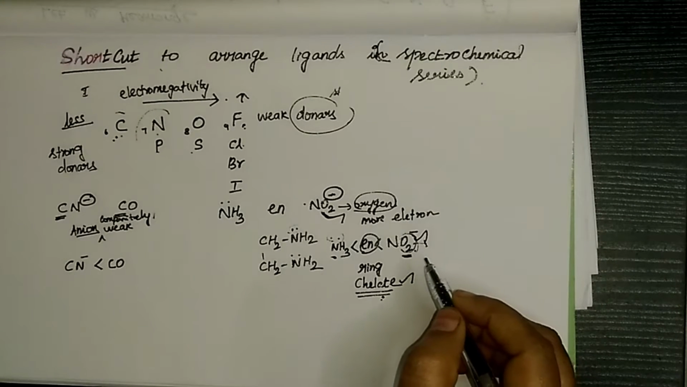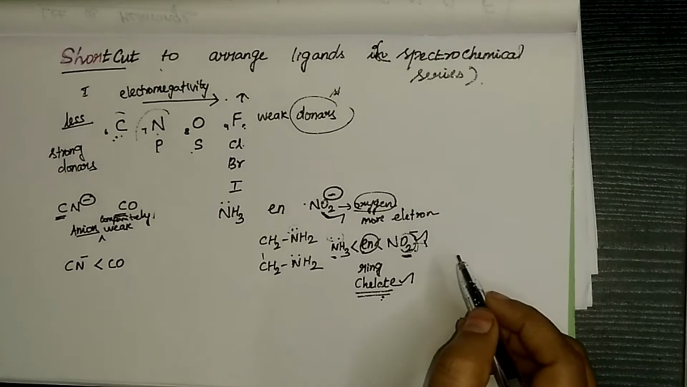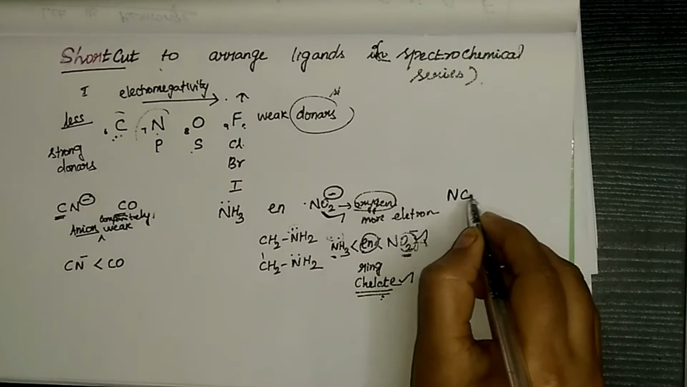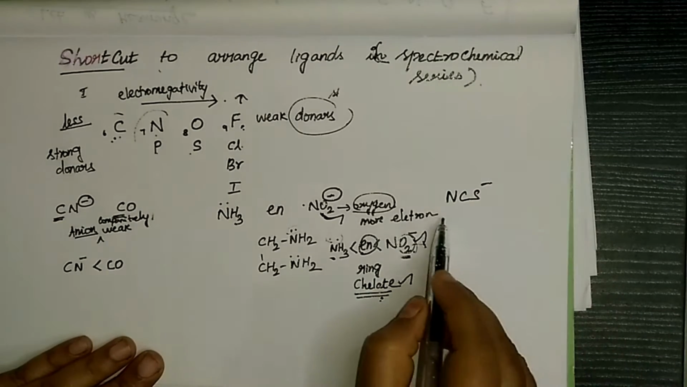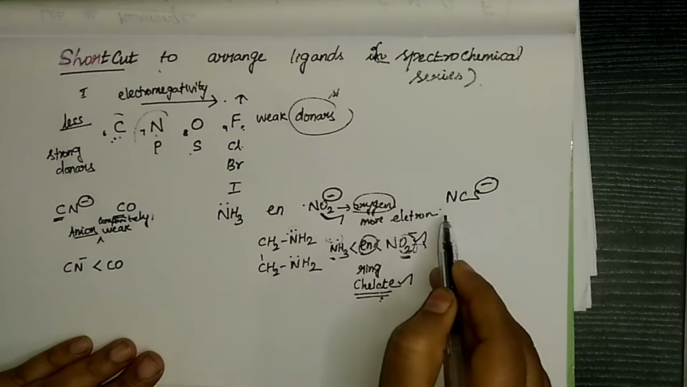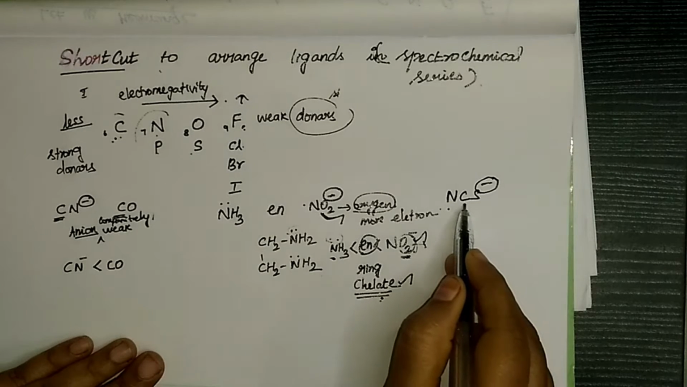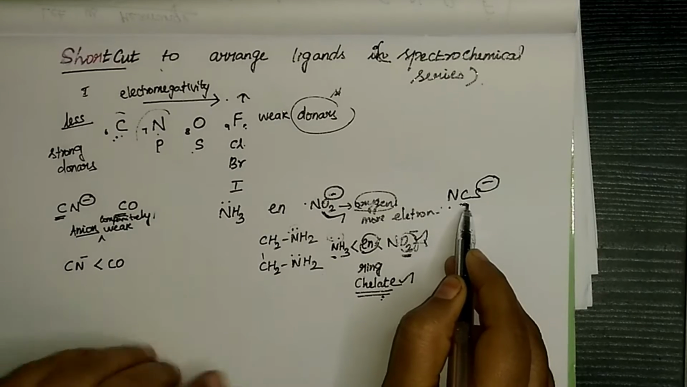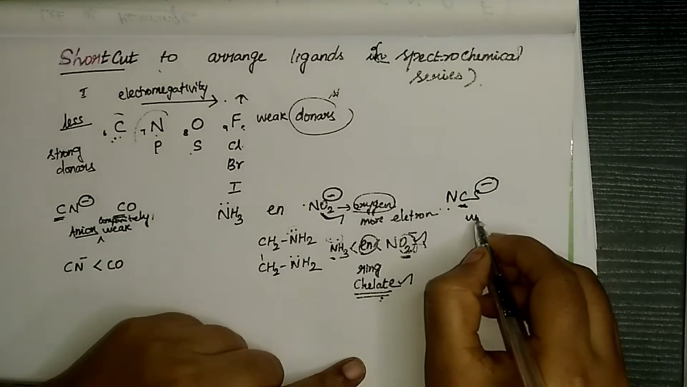Then some more nitrogen donors to compare: NCS. So nitrogen here also will be having an anion. See the nitrogen, it is attached to what? Carbon, which is less electronegative. So this will be weak.